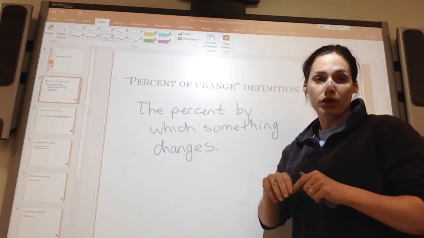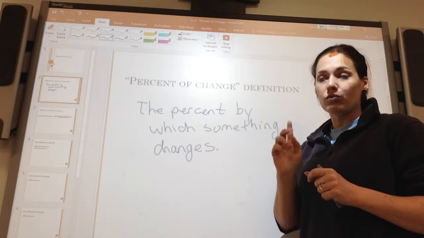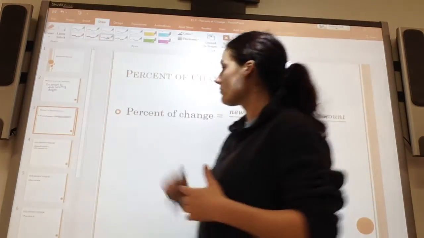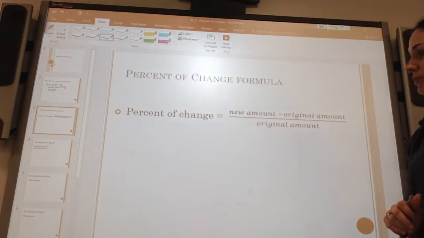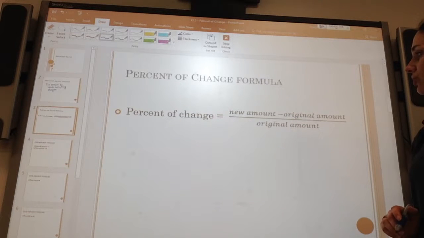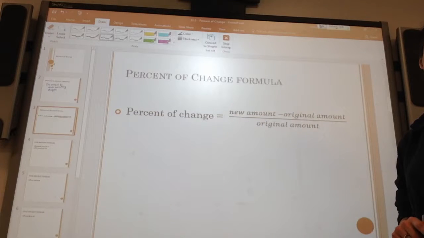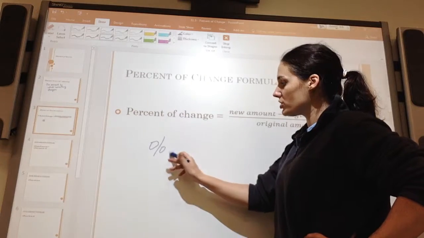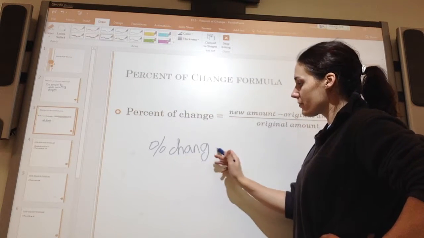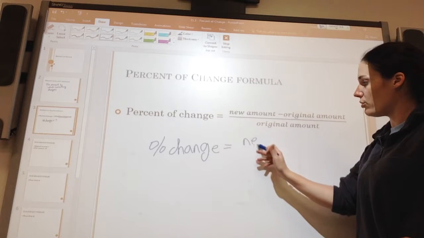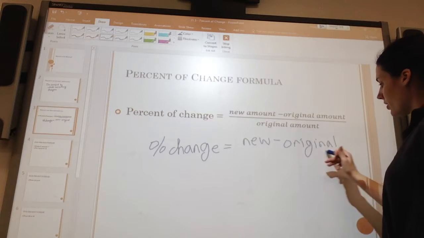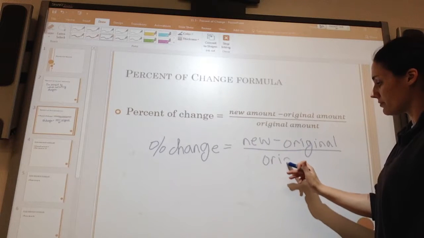I do have a formula for you. You're going to have to memorize this. I'll show it to you first, but I'm going to shorten it, so don't write the whole thing down. Here's the formula: percent of change equals new amount minus original amount divided by original. So instead of writing out all the words, I just want you to write percent change equals new minus original divided by original.